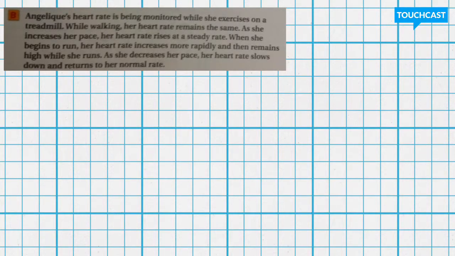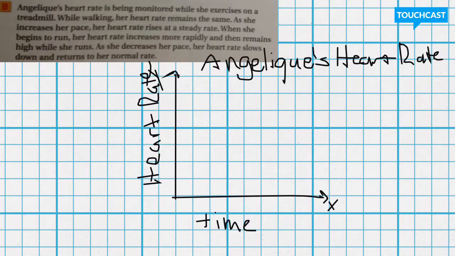So let's make a graph so we can graph the situation. Alright, we do need to label this and title it. So on our x-axis, our axis that moves from left to right, we have time. On our y-axis, the one that moves up and down, we have the heart rate, and we have titled this Angelique's heart rate.